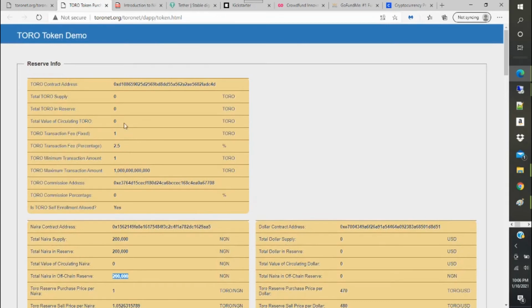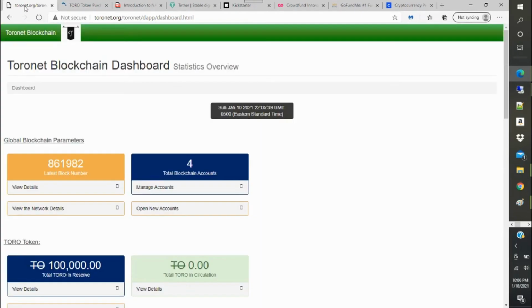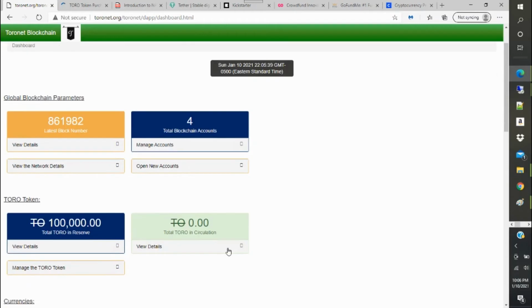And the Toro reserve, if I refresh the entire page, this will be updated, but I just want to show this aspect. So we'll just as well go ahead and refresh it while we continue. So that is the first step of this introduction, to show how Toros are created.